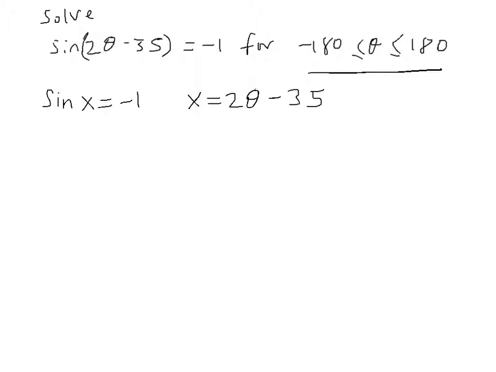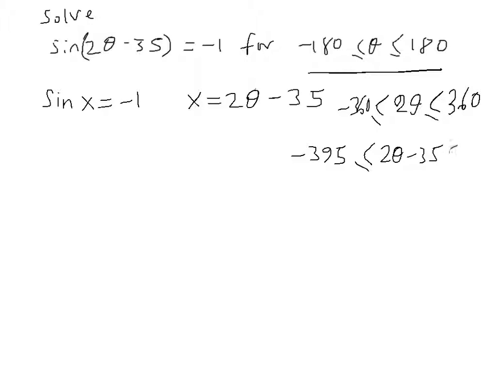However, what we need to do if we're going to simplify is also change our range. Now we know x is 2 theta minus 35, so 2 theta would have to be greater than minus 360 and less than or equal to 360. And therefore 2 theta take away 35, which is our x, would be greater than minus 395 and less than or equal to 325. So we know the range that we're looking for. So now we've changed the range by simplifying the equation.